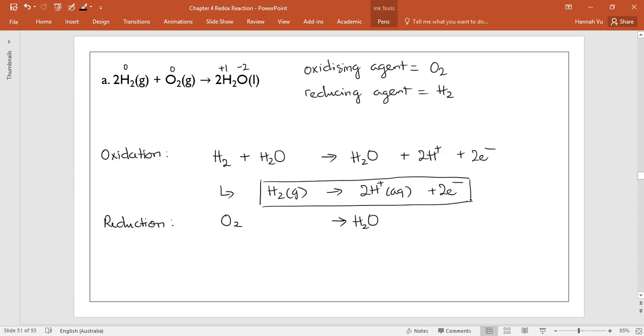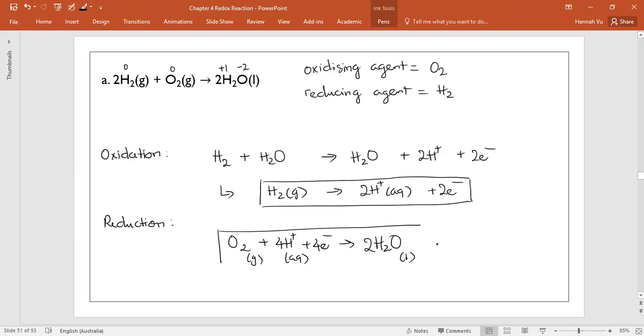So all I've done here is to remove the water, and this is my final oxidation half equation. For the reduction one, I'm just going to move it down a little bit. So we have O2 going to H2O. The key element here is oxygen, so I'll balance oxygen. And then I need 4 H+ and 4 electrons. Okay, and then we just have this. All right, so that's my half equations. That's part A finished.